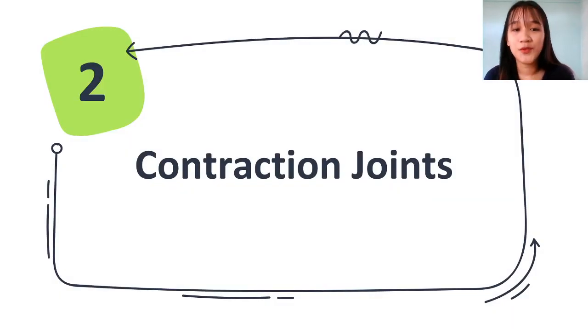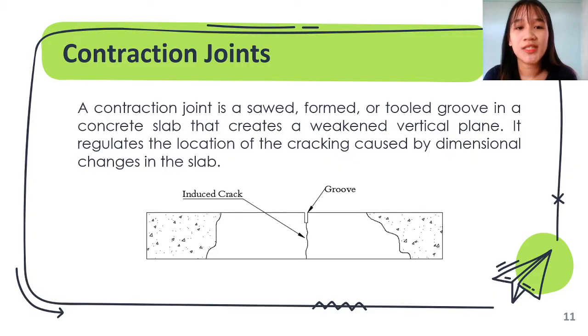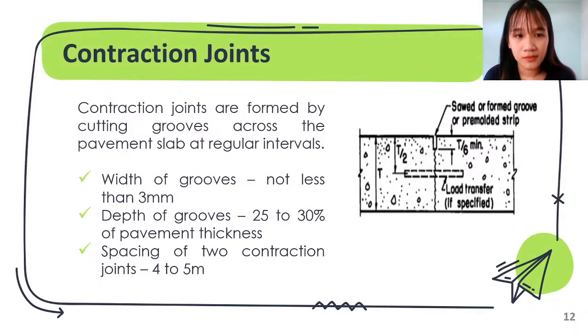Let us move to the contraction joints. A contraction joint is a sawed, formed or tooled groove in a concrete slab that creates a weakened vertical plane. It regulates the location of the cracking caused by dimensional changes in the slab. Contraction joints are formed by cutting grooves across the pavement slab at regular intervals.